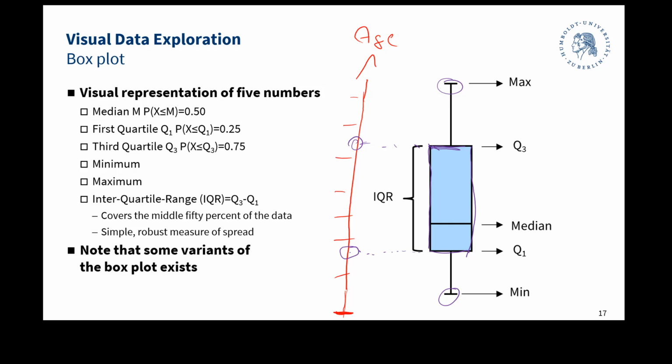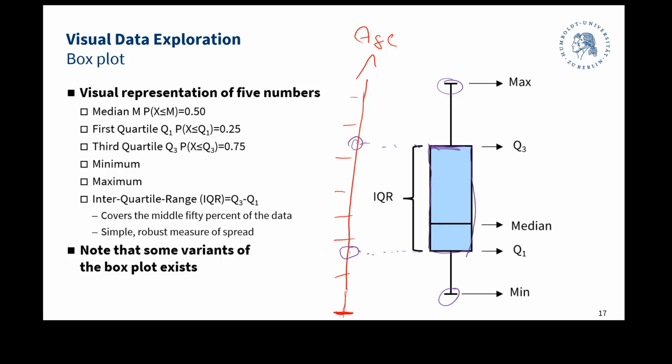Yet it's a more robust measure of the spread compared to, for example, the variance or the standard deviation, because you just consider the middle 50%, and thereby you get rid of all the extreme values which would heavily impact statistics such as the variance, right? So this is why it's more robust.